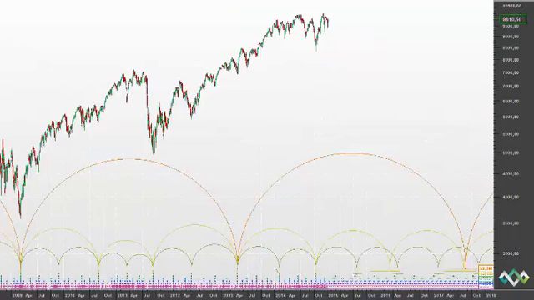Actually, before we take a look at the detail, let me quickly show you a chart of the DAX. This is the German market, of course. And this simply serves to illustrate my point about the principle of commonality, which is that stock markets around the world move with a great degree in common.